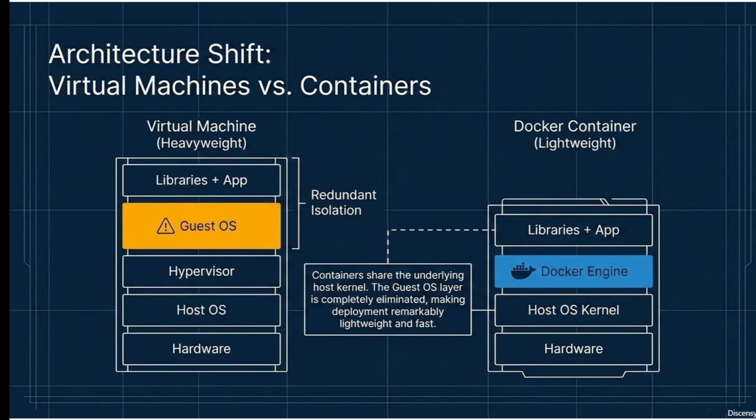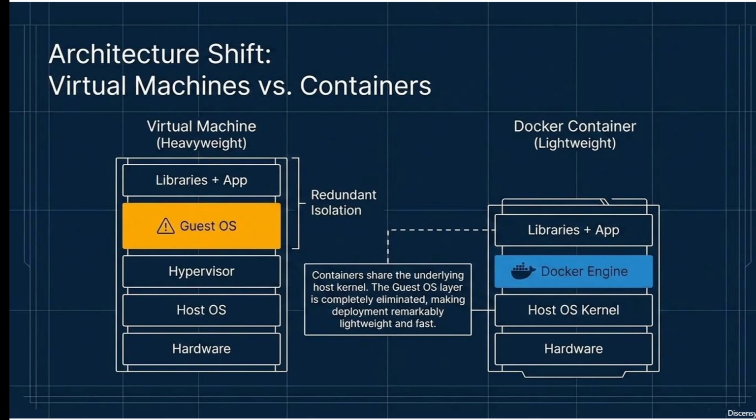So a Docker container is lightweight. It doesn't have the guest OS or extra libraries. But it is only going to have these main modules which we have discussed before: the hardware, the host OS kernel, the Docker engine, libraries plus application code.